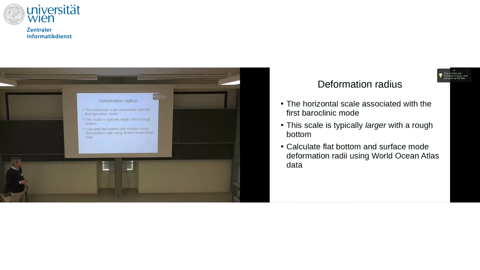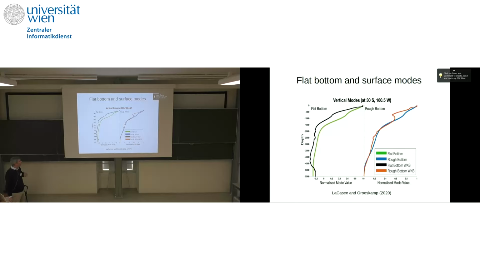So what we did was, I did some work with a postdoc down in Australia. I was in Australia last year, and we calculated the deformation radius over the globe using density data from all over the place. These are some examples. This is the flat bottom case, the observed vertical mode. This one over here is the rough bottom. The rough bottom goes to zero like this, and the flat bottom crosses zero here. This is the first baroclinic mode.